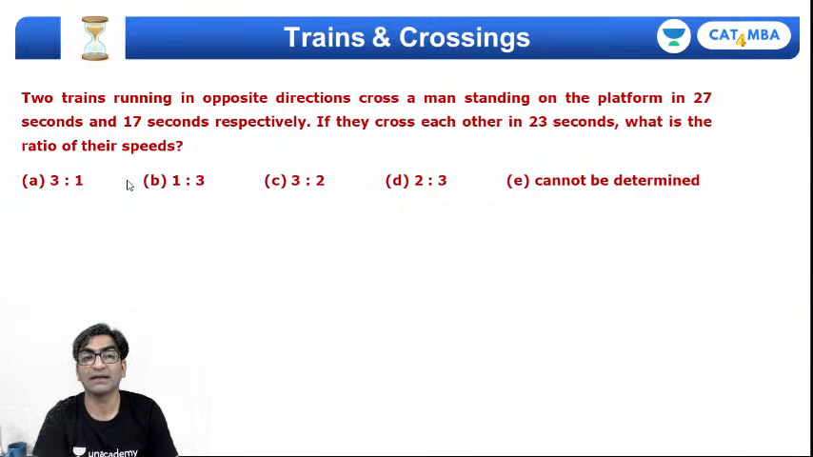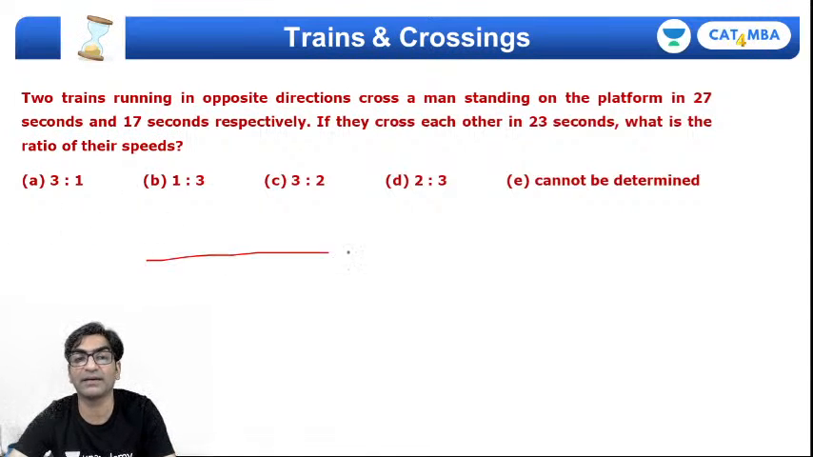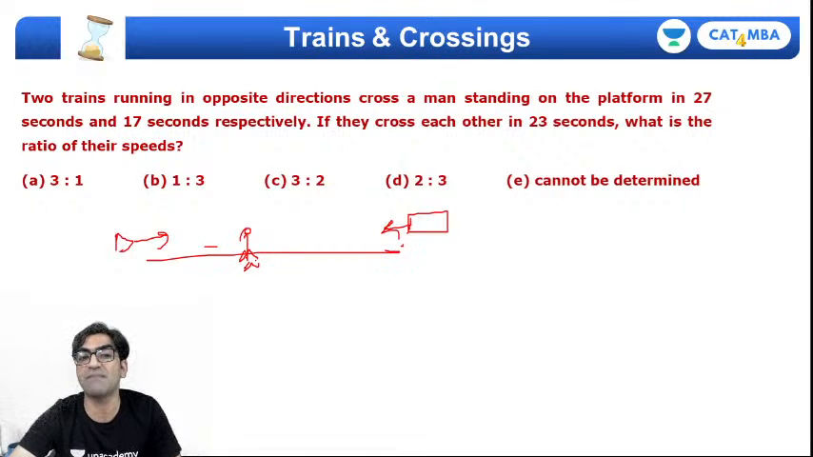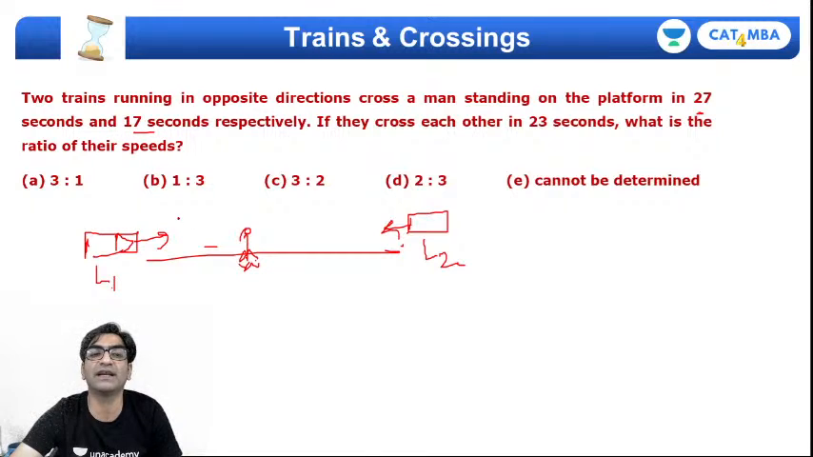Right. Now two trains running in opposite directions cross a man. And think about what is happening. There is a platform, a man is standing here. There are two trains which move in opposite directions, which means they are approaching each other. They cross this man in 27 seconds and 17 seconds. So let's say this train's length is L1, this train's length is L2. This train travels at the speed of A meters per second, and this train travels at the speed of B meters per second, right? Now clearly the man is stationary.